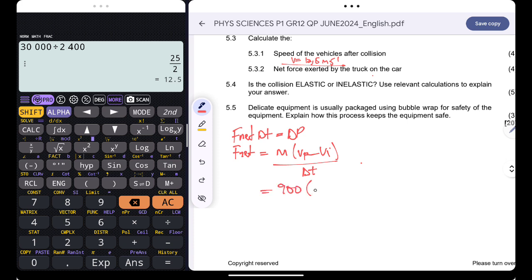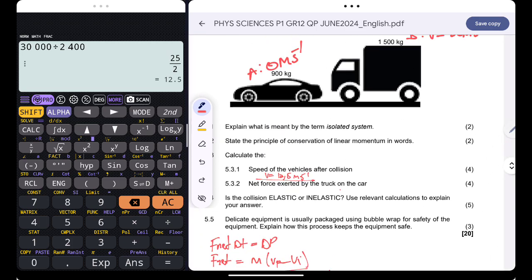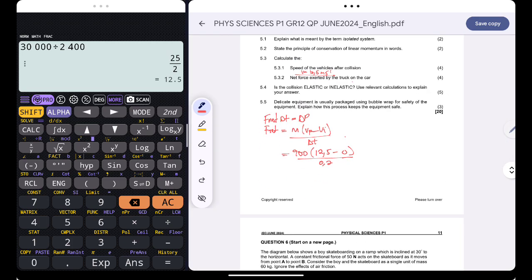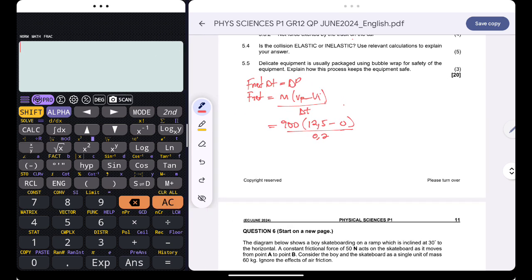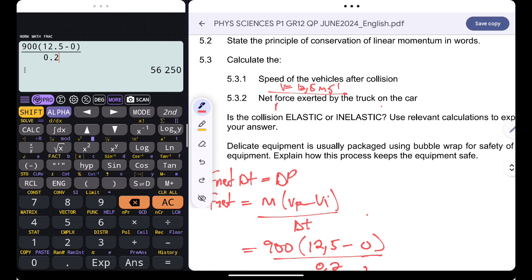I'll use the 900 for the car. The final velocity, that's 12.5 minus 0 all over 0.2. The collision lasted for 0.2 seconds. It was stated in the statement above. So for me to calculate the value of the resultant force, I simply have to say 900 multiplied by 12.5 minus 0 all over 0.2. This will give me 56,250 newtons. So I now know that the car will exert a net force of 56,250 newtons west. Are you together?